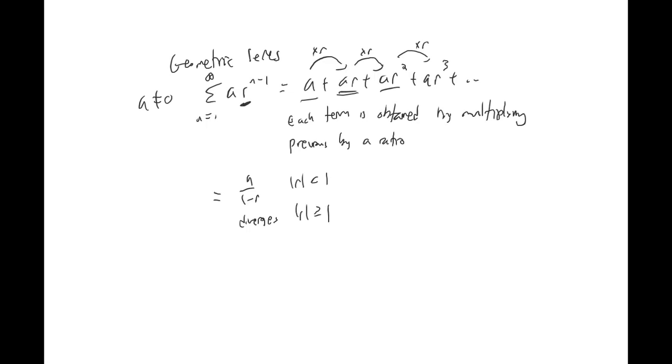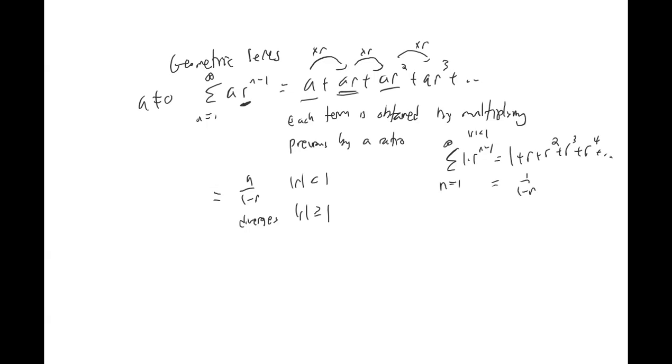It might seem weird to you, right? You're adding infinitely many things and you're getting a finite number, but it's entirely possible. Just to convince you, let's consider when a is 1. If a is 1, then this is just 1 plus r plus r squared plus r cubed plus r to the 4th, and so on. And the formula tells us this is 1 over 1 minus r, provided the absolute value of r is less than 1.